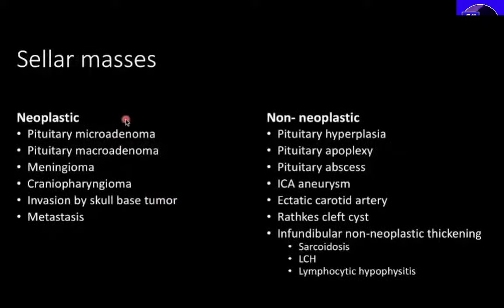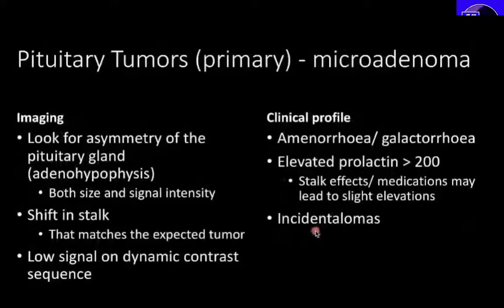So just to recap again, if we are having sellar, suprasellar masses, they can be typical masses, which are microadenomas, macroadenomas, meningiomas, craniopharyngiomas, or invasion by any skull-base tumors or metastasis. These are the most commonly seen sellar, suprasellar masses. Any mass-like lesion in the pituitary may also be non-neoplastic. For example, pituitary hyperplasia, apoplexy, pituitary abscess, aneurysms, Rathke's cleft cyst, or infundibular non-neoplastic thickening by eosinophilic granuloma, LCH, or sarcoidosis. Okay, so this is just a quick recap.